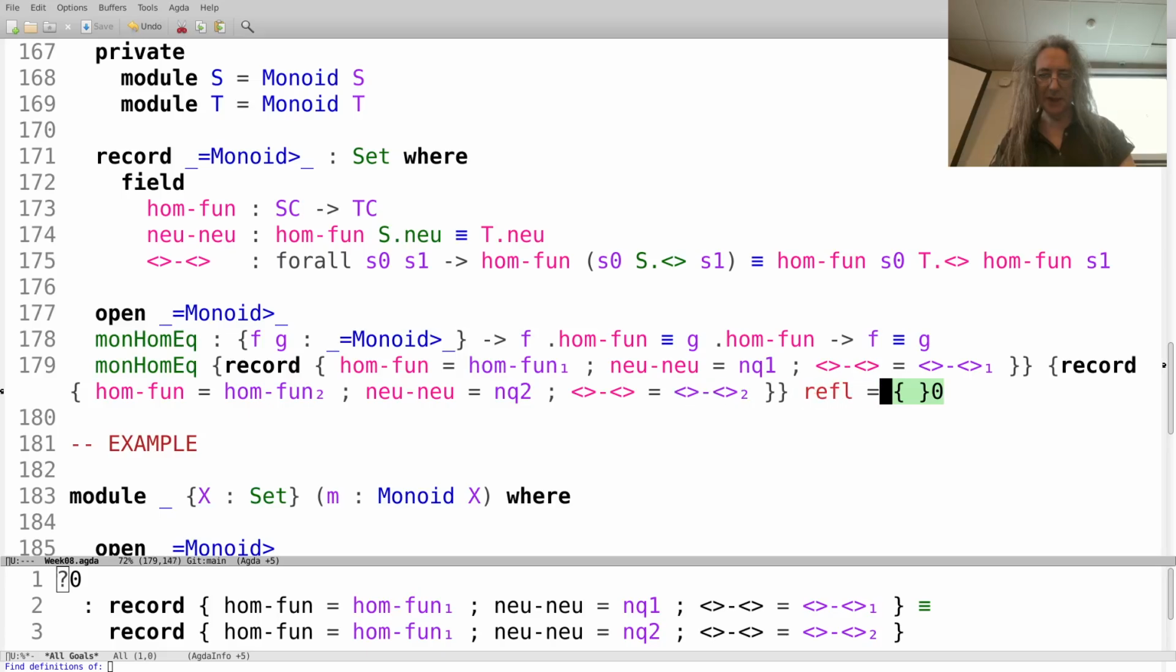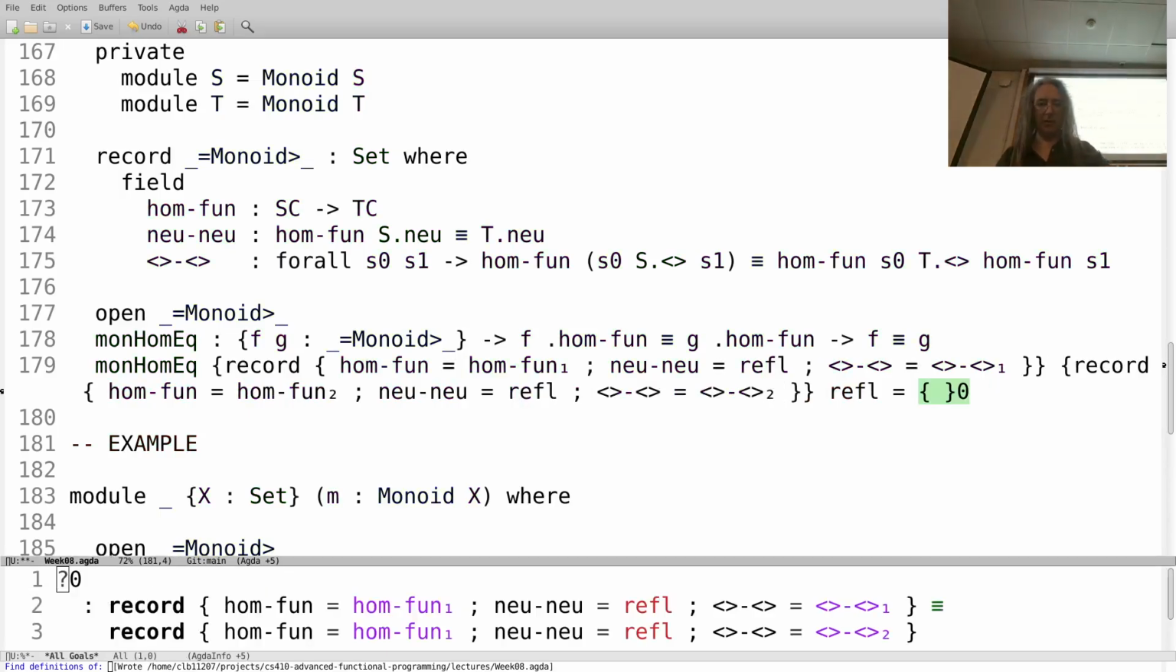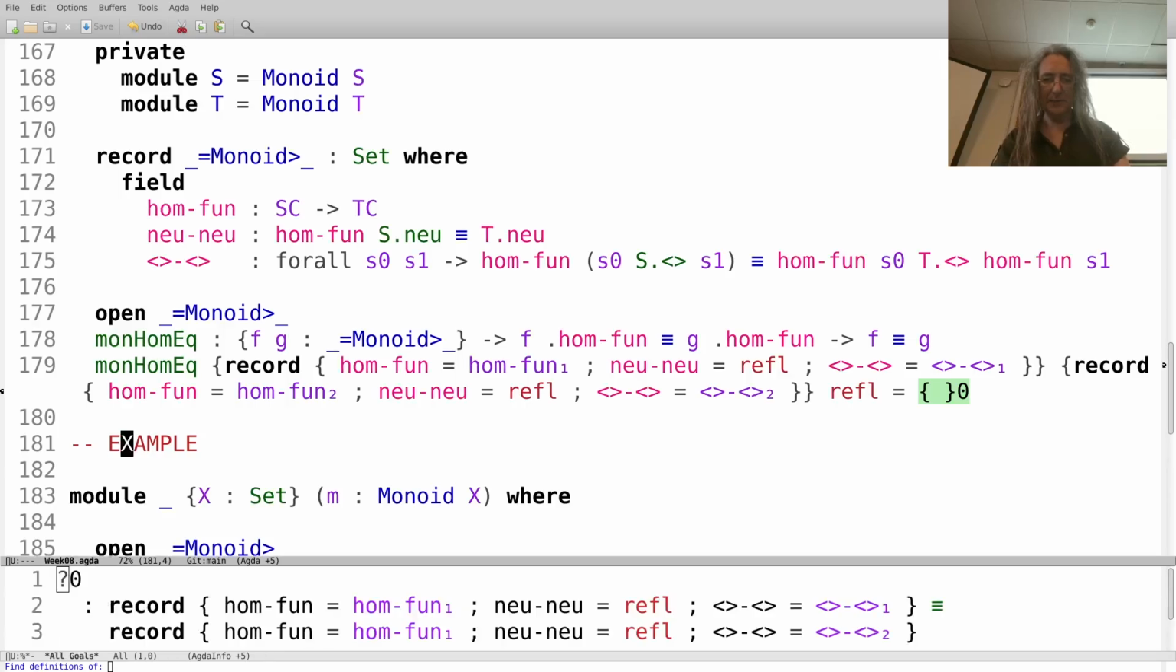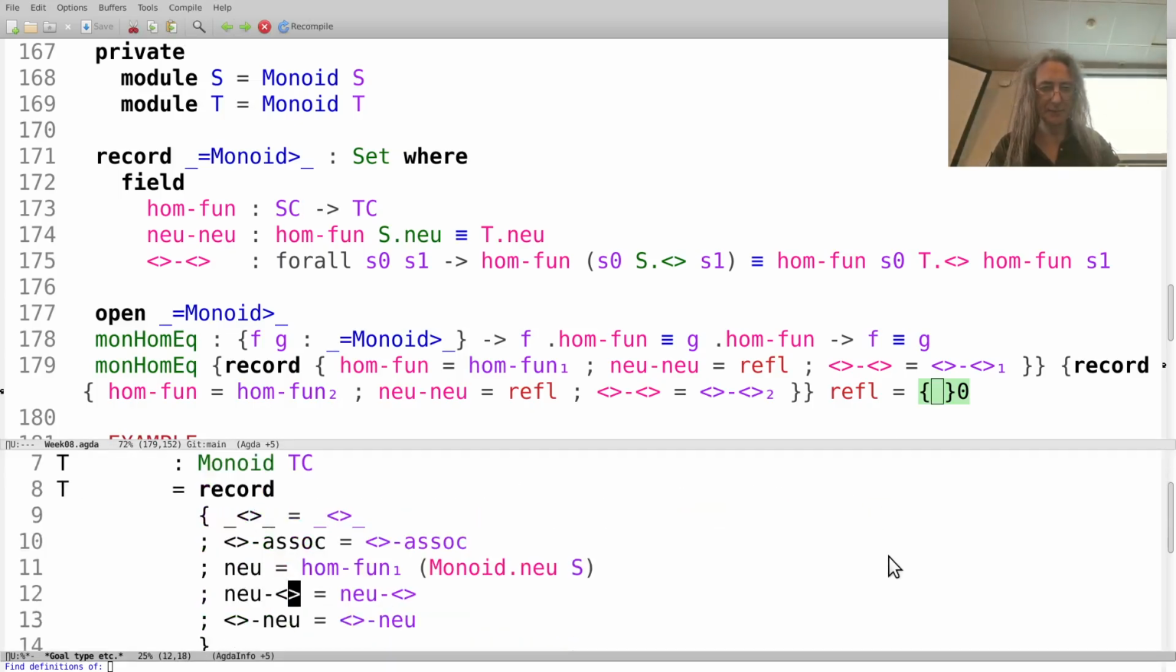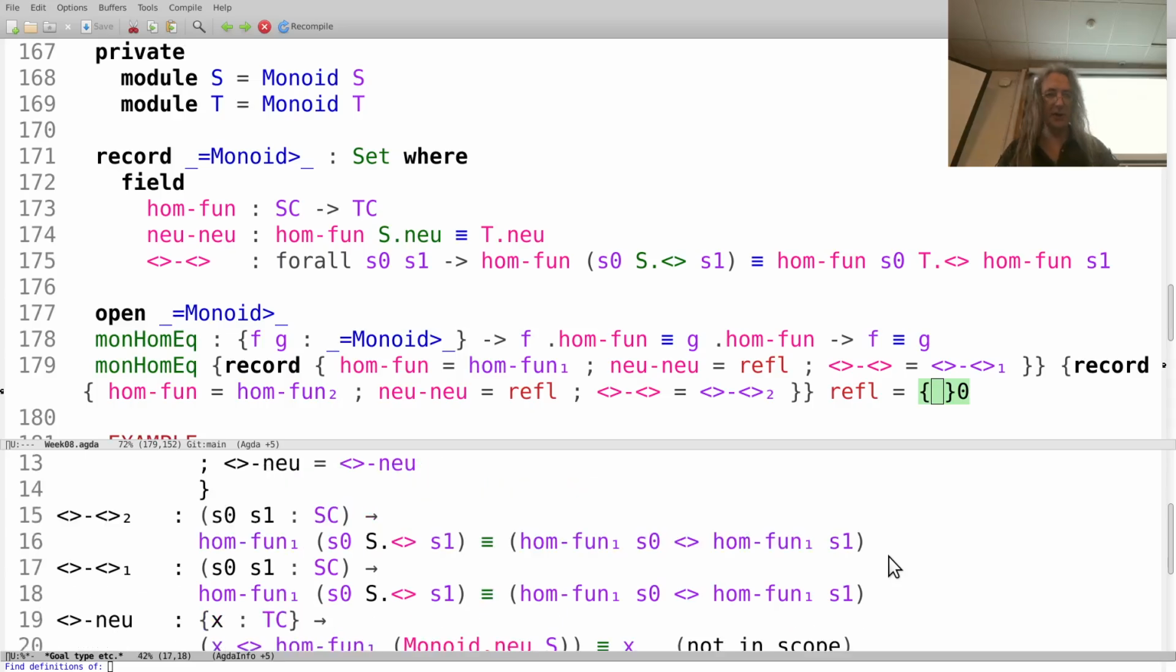Right. So if I say NQ1 and NQ2, what are you? They're both REFL, as they're both equations. And now my problem is that I've got that these things are not neutral, are not that, these things here. I can't say they're both REFL because they're functions.